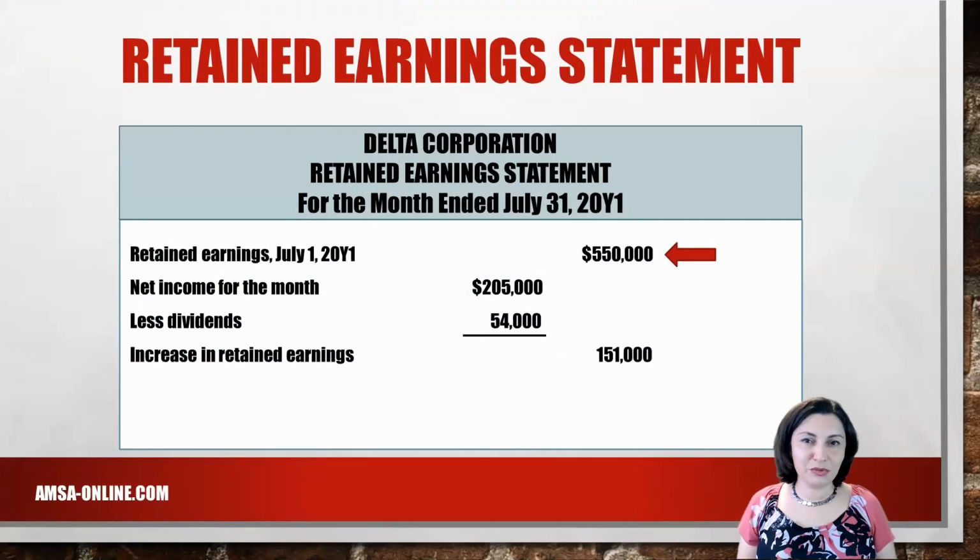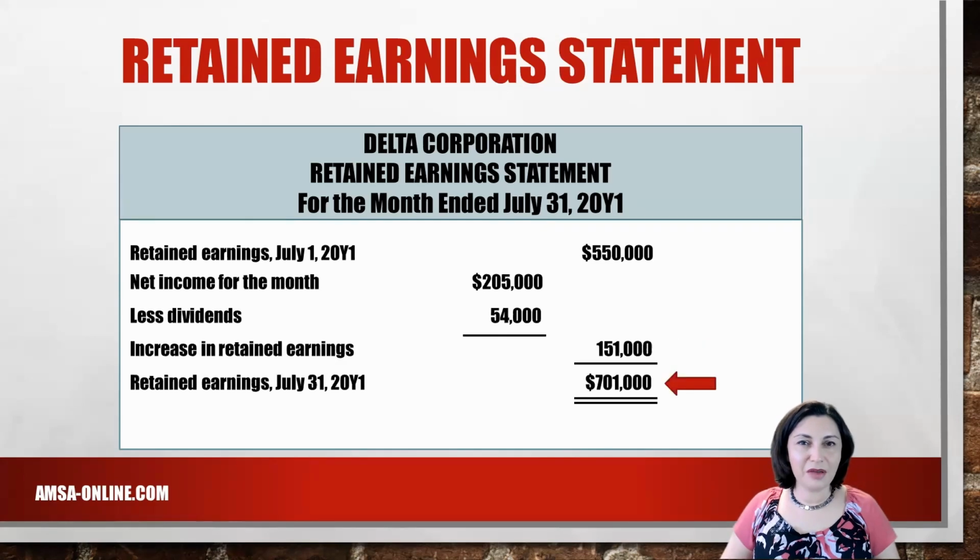We start with the beginning balance in the retained earnings, which is $550,000. By deducting dividends of $54,000 from the net income of $205,000, the increase in retained earnings for the month is determined to be $151,000. By adding $550,000 and $151,000, we determine that the retained earnings balance at July 31st, year 1, is $701,000.